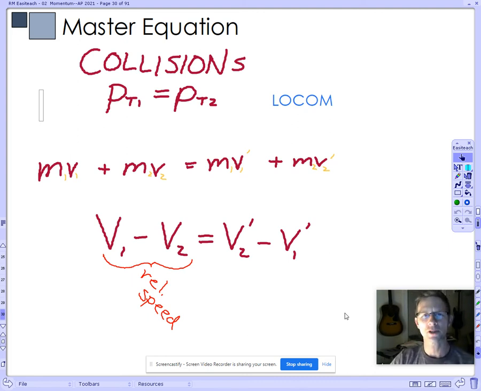This is another master equation. This one is for collisions, but actually it's for all systems that are isolated. And let's remember, an isolated system is one that's not influenced by an outside force. And let's remember that any system, you should probably write this down, is something that we define as the objects that we're interested in, and in particular, the objects that are going to interact with the other objects.